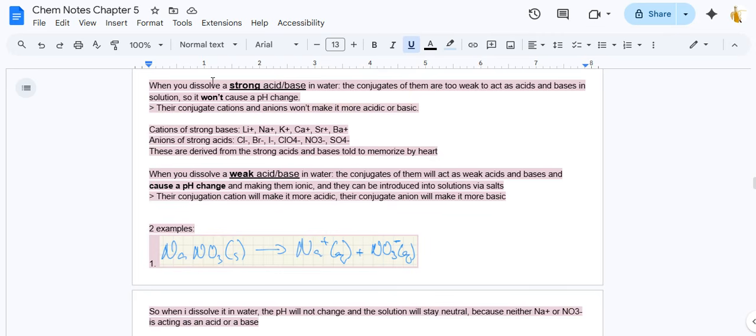So this is saying when you dissolve a strong acid or base in water, it will not cause a pH change. It will not make the solution more acidic or basic. And opposite of that, when you dissolve a weak acid or base in water, it will cause a pH change, making the solution more acidic or basic.